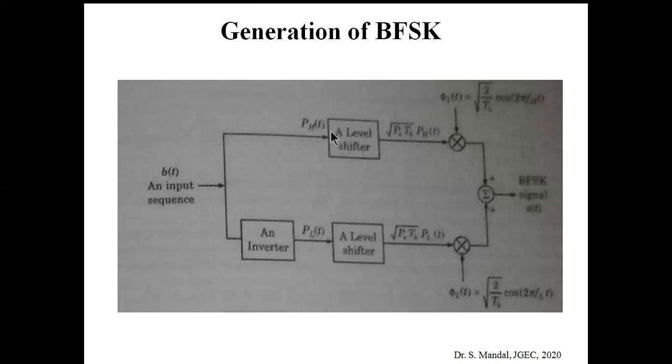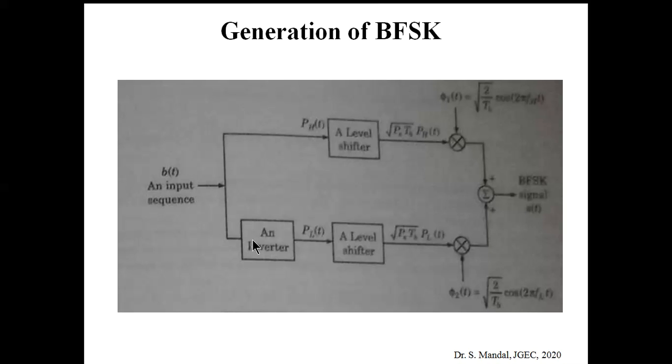Okay, and if we go to the level shifter, that means PS into TB, this amount of gain has been introduced here. Next, this signal is going to a product modulator, where the other input is φ1(t), and the value of φ1(t) is root over 2 by TB into cos 2π FH into t.